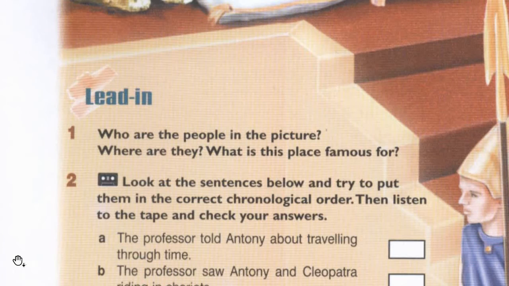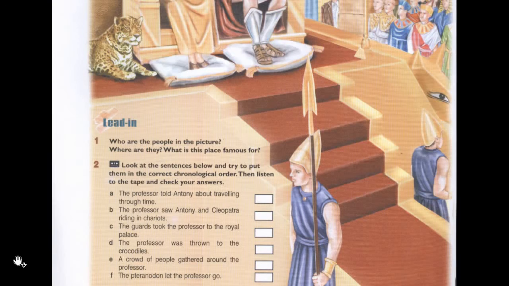Okay, exercise number 1. Look at exercise 1 and read the title of the exercise. Who are the people in the picture? The question. And where are they? What is this place famous for? Okay, the place, everybody knows about the pyramids.